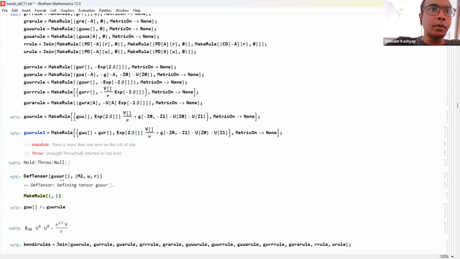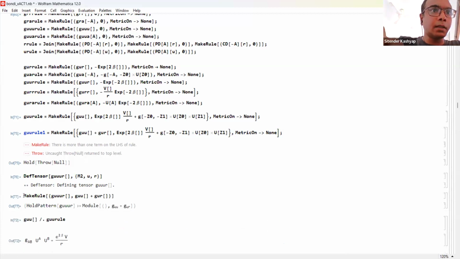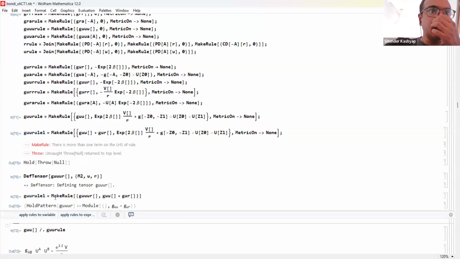And this time what we do is this guy. And on the RHS, we have this. Okay. So let's call it some other rule. Okay, this rule. So now we have a rule which is assigning this new tensor to these two tensors.